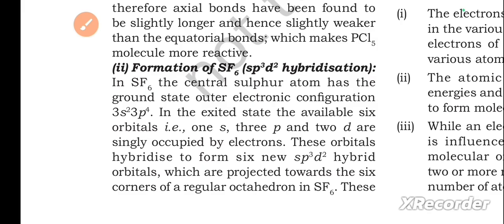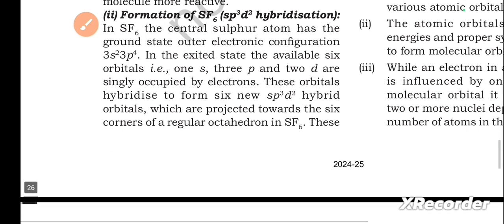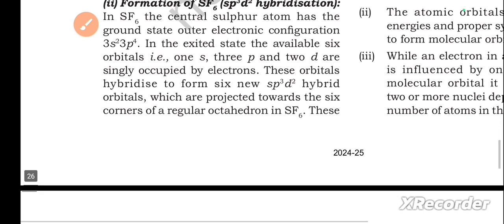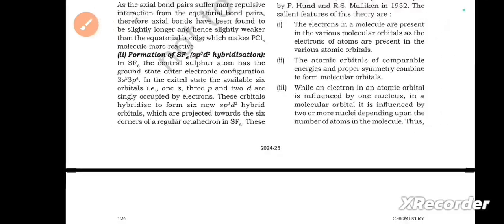Next is formation of SF6, sp3d2 hybridization. In SF6, the central sulfur atom has a ground state outer electronic configuration 3s2 3p4. In the excited state, the available 6 orbitals, that is 1s, 3p and 2d, are singly occupied by electrons. These orbitals hybridize to form 6 new sp3d2 hybrid orbitals, which are projected towards the 6 corners of a regular octahedron in SF6.